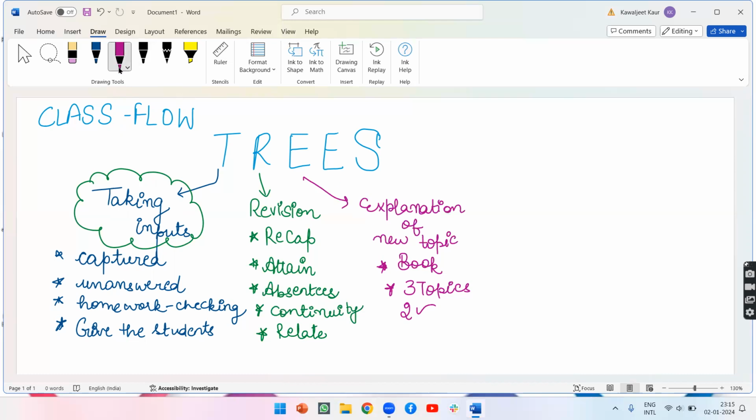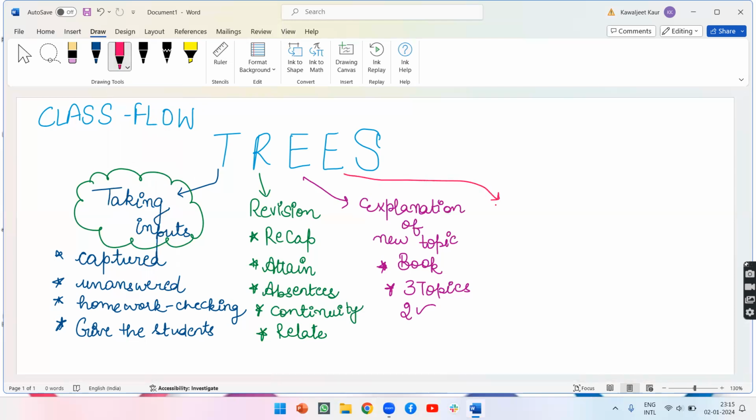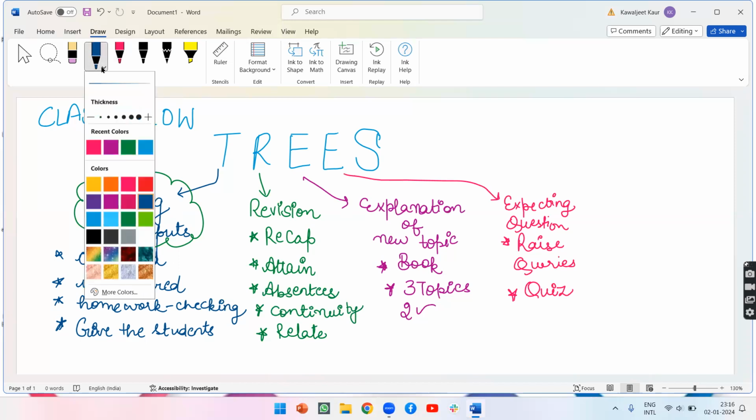And the next E is actually expecting questions from the students. The students might raise their queries. Here you can end up taking a small quiz as well. And the last S, let us see what it stands for.